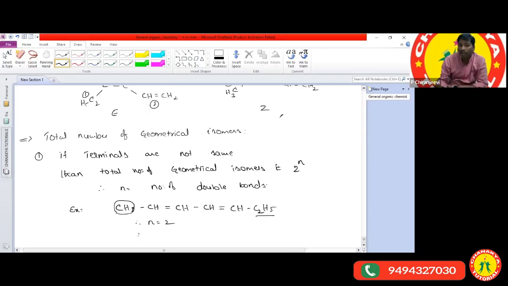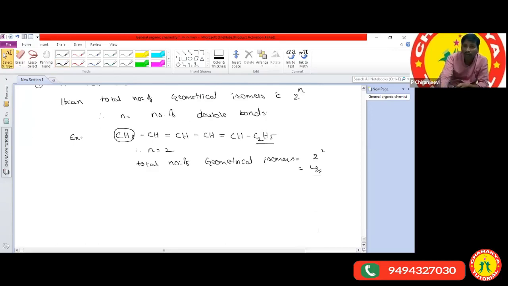Then the total number of geometrical isomers is equal to 2 to the power of 2. What is the value of 2 squared? It is 4, so the total number of geometrical isomers is equal to 4. Now you got the clarity, John?